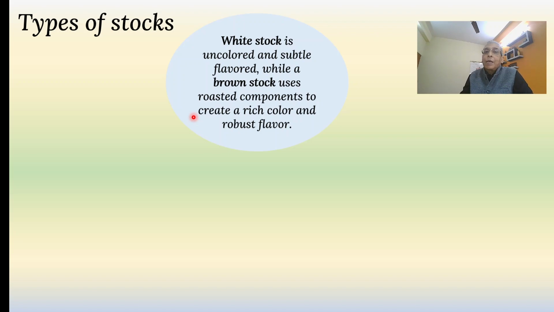White stock is uncolored and subtle flavored, while a brown stock uses roasted components to create a rich and robust color. Remember one thing, white stock does not mean that it is white like milk. It is white because it is colorless. That is why it is known as off-white color. That's why it is known as white stock.